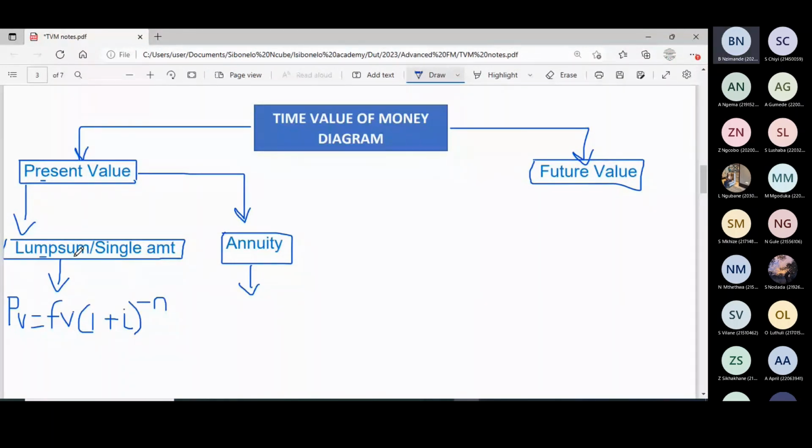And then for an annuity, okay guys, the annuity is also divided into two. We've got two types of annuities. The first one is called an ordinary annuity. These are two examples of two types of annuities, and the first one is an ordinary annuity.